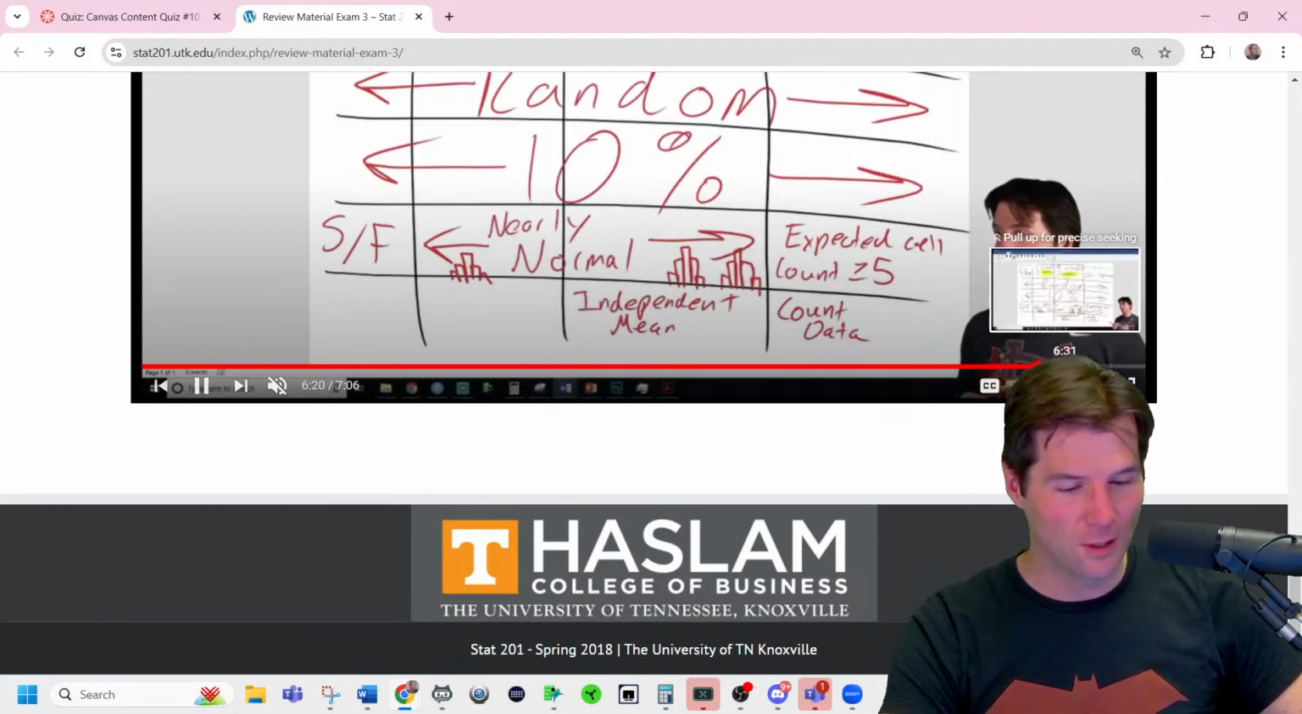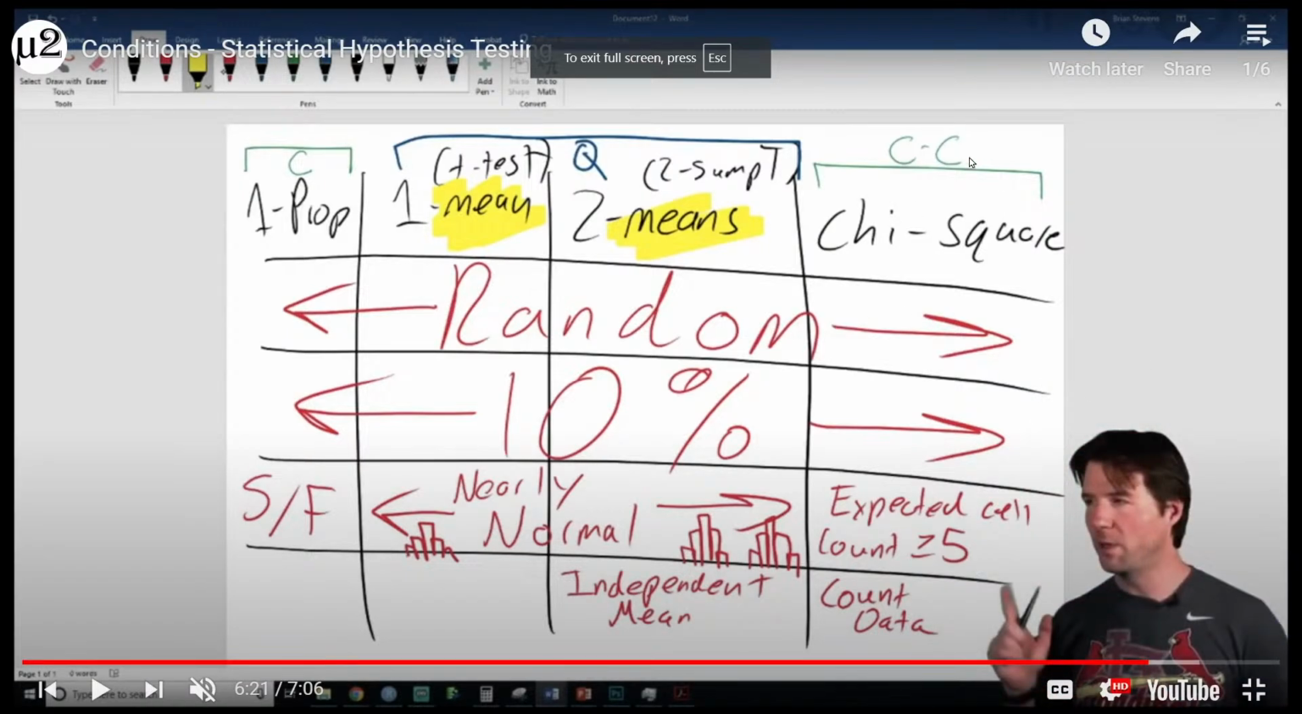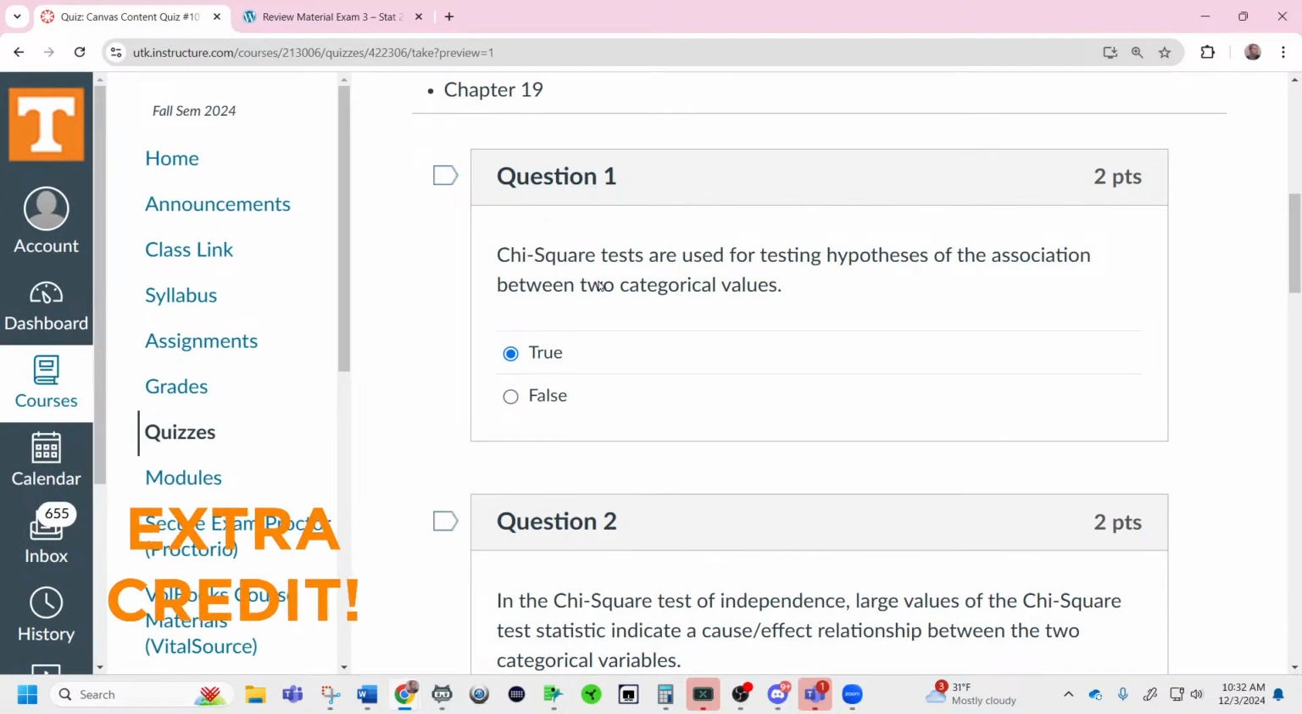If you write down here, pause right here on it, and you look, you can see the chi-squared, which has 2 categorical variables, which is actually the count data condition. So literally the count data condition is 2 categorical variables, and that's when you're doing the chi-squared. So random, 10%, expected cell count, data, you got it, Noel? Yep. So that means the chi-squared looks at the association between 2 categorical variables.